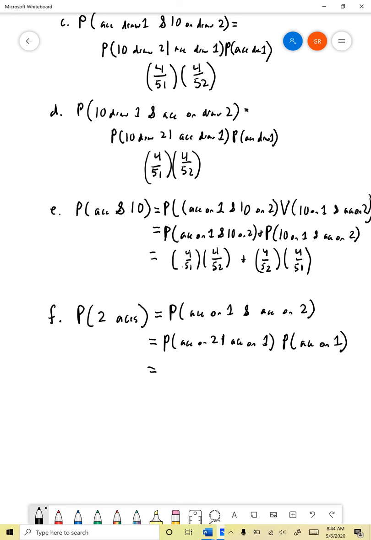Here, we know the probability of getting an ace on the first time is just 4 out of 52, since there are 4 aces in the deck and 52 cards total. And the probability of getting an ace on the second, given that we got an ace the first time, is going to be out of 51, because there are 51 cards left in the deck on the second draw. But supposing the first card we drew was an ace, there are only 3 aces left. So this one's going to be 3 out of 51 times 4 out of 52 as our final answer for the probability of getting 2 aces.